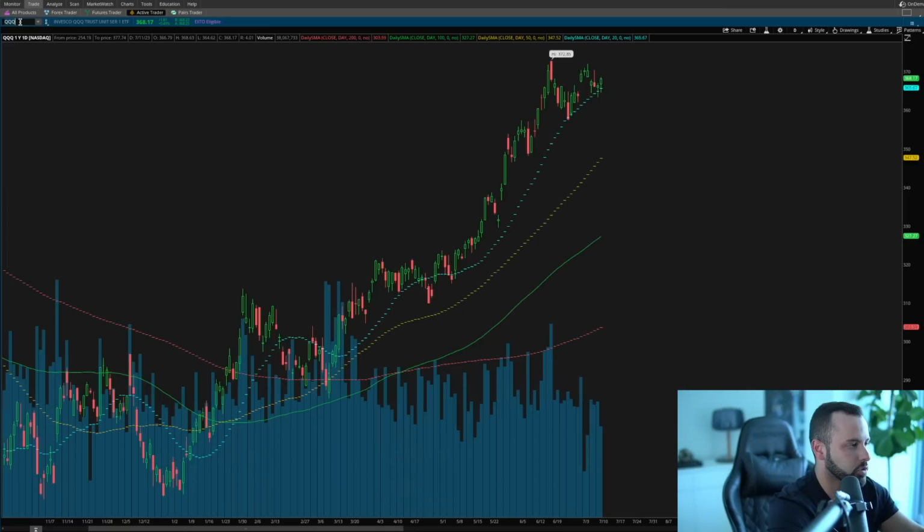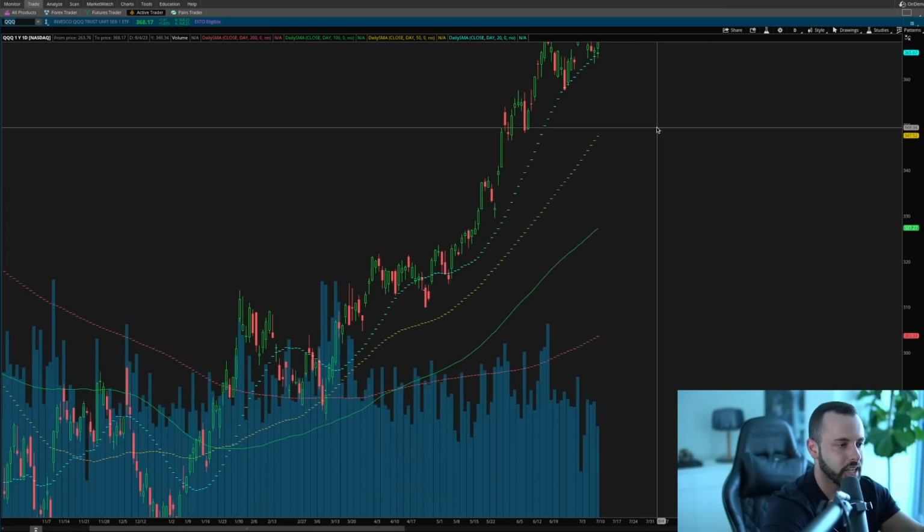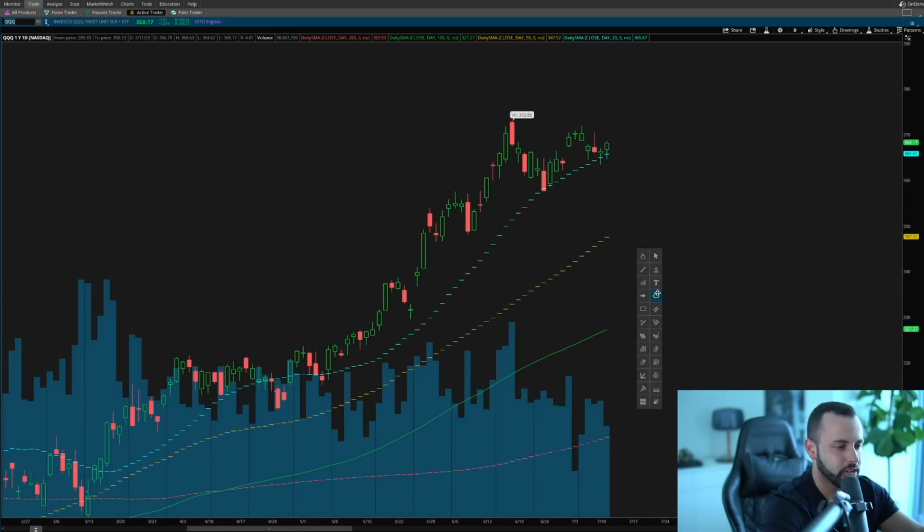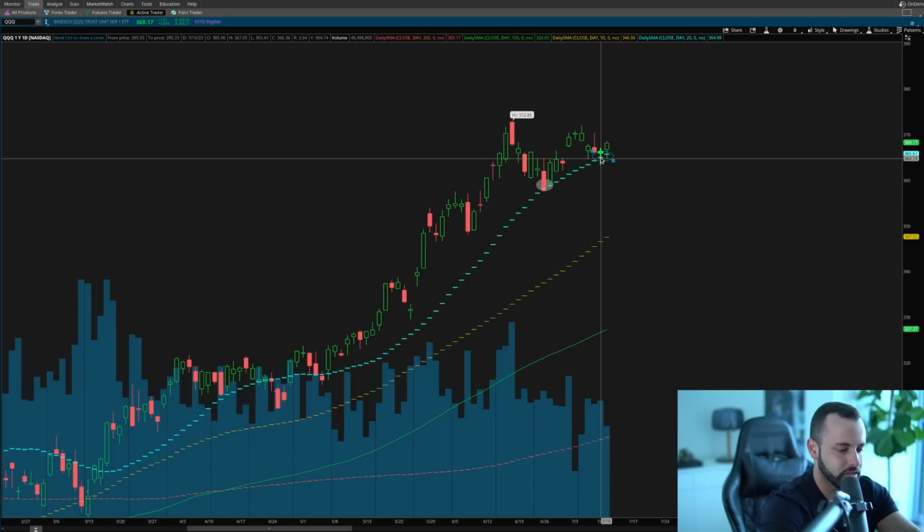If we go to the QQQ ETF, here's another great example. We can see here on the QQQ ETF, we have held that daily 20 SMA, and we held it once again over the last few trading days.